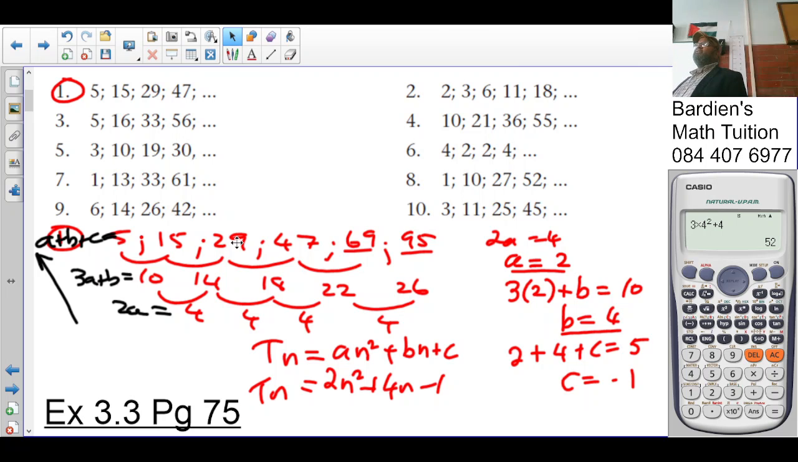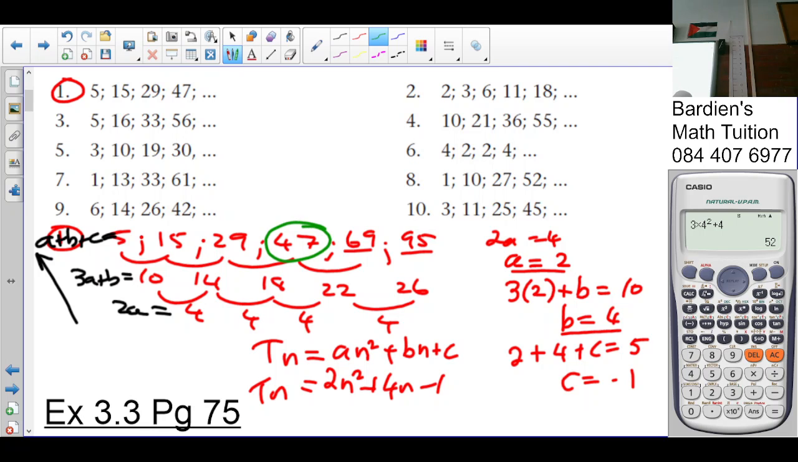What do I do with that? I test it, check if it's correct. Not so. How do I do that? I substitute. If I see an n, I put a 4. If the answer comes to be 47, the fourth term, then I'm correct. If it comes to anything other than 47, it's not correct. So it's 2 times 4 squared plus 4 times 4 minus 1. That gives you 47, which makes that correct. Okay, we'll do another one.